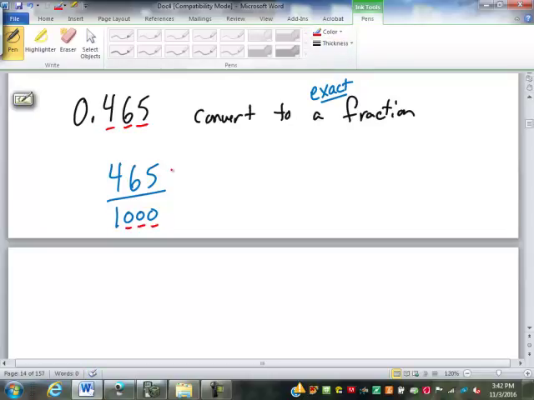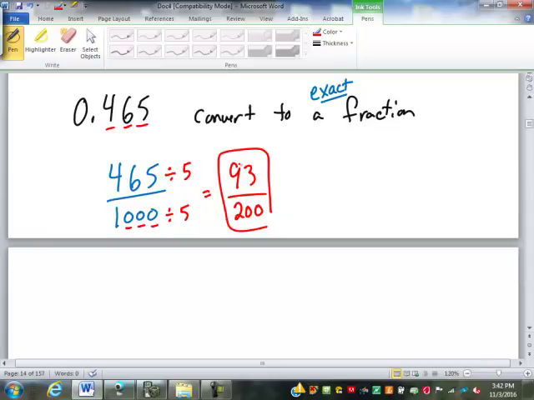Now, of course, we're not going to leave it like that. What can we do with it? Both can be divided by 5. So 465 divided by 5 is going to be 93. 1,000 divided by 5, 200. 93 over 200, can that be reduced? No, it cannot. 93 can only be divided by 3 and 31. 200 can't be divided by 3 or 31.